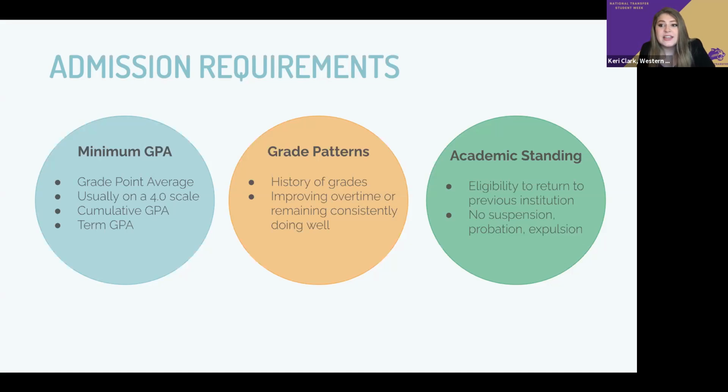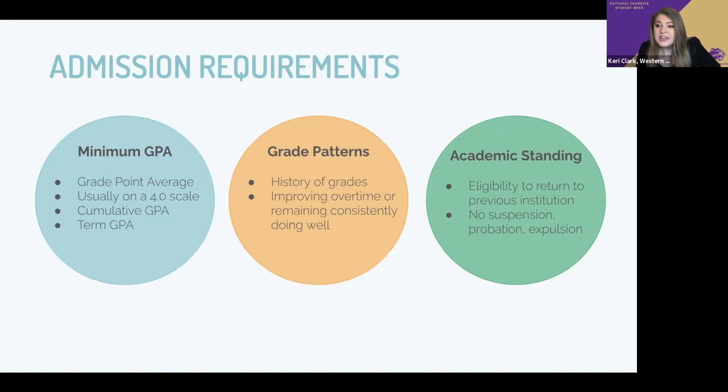Grade patterns is just the history of your grades. So in admissions for acceptance, we tend to look at students who are improving over time with their grades or remaining consistently doing well. So your most recent semester coursework may factor in a little bit heavier. And of course, that is dependent on the institution.